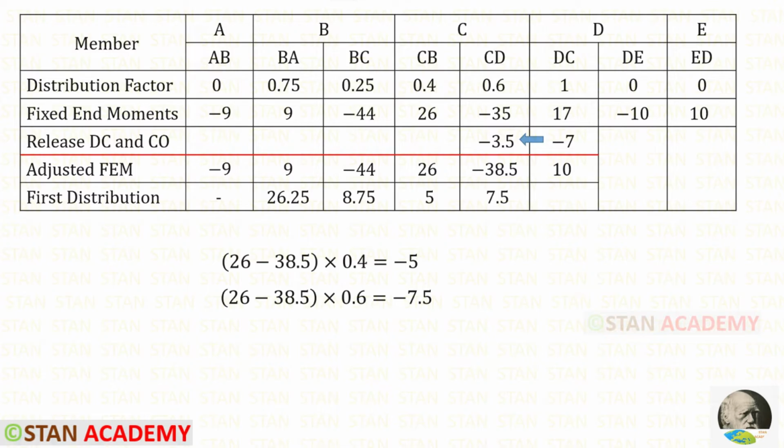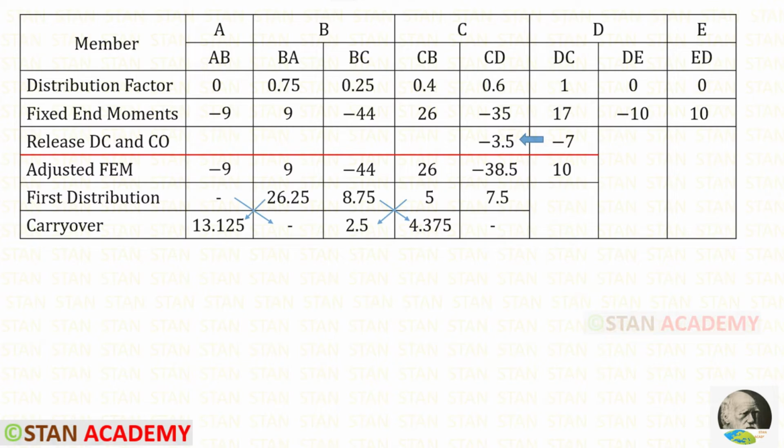Now let us do the distribution in the joint C. For that we have to add these two movements and then multiply with the distribution factors. Here also we are getting negative values, so we have to enter them as positive. Now let us do the carryover. When we divide this by 2, we will get this. When we divide 8.75 by 2, we will get this. And when we divide 5 by 2, we will get 2.5. We have already released DC, so we should not make the carryover between CD and DC.